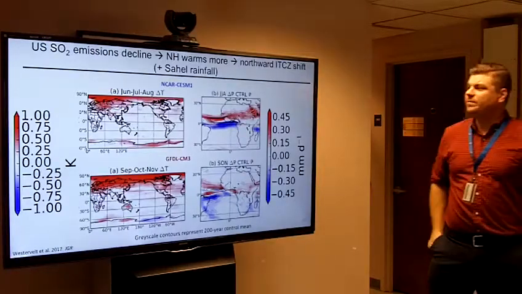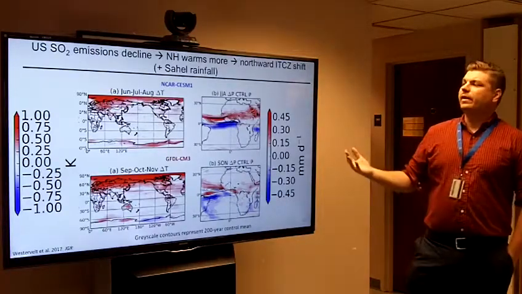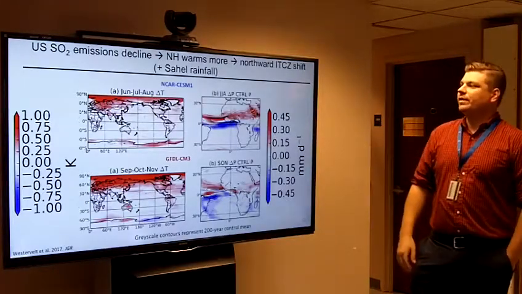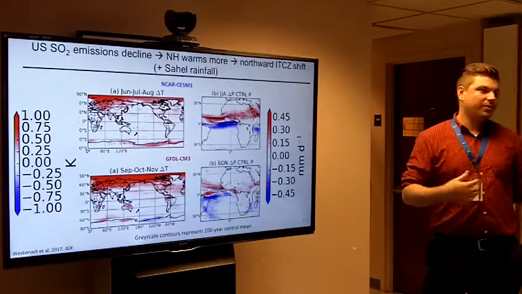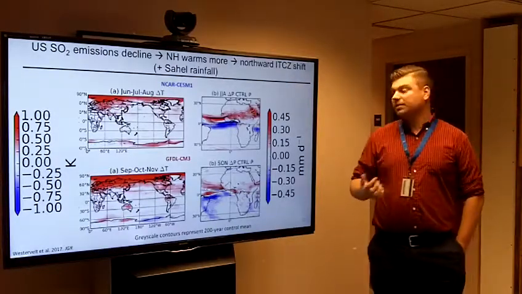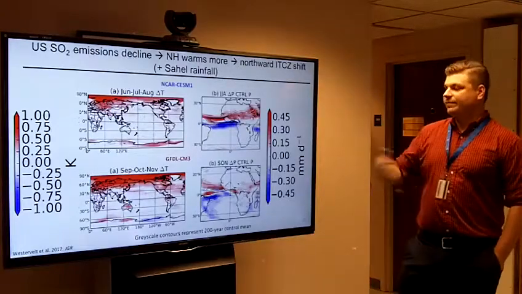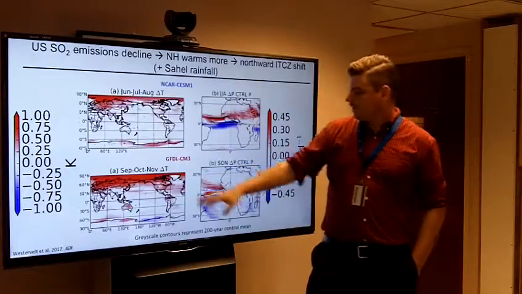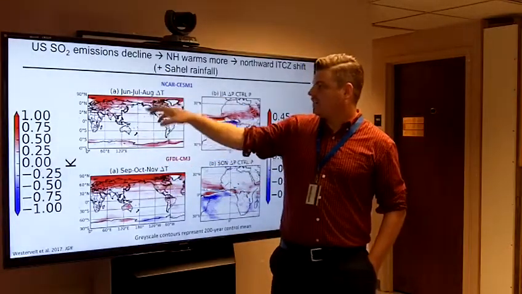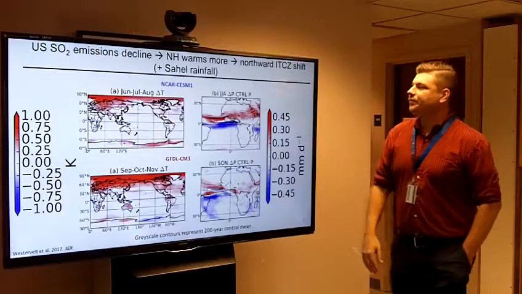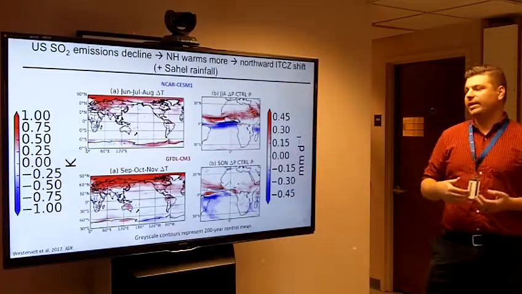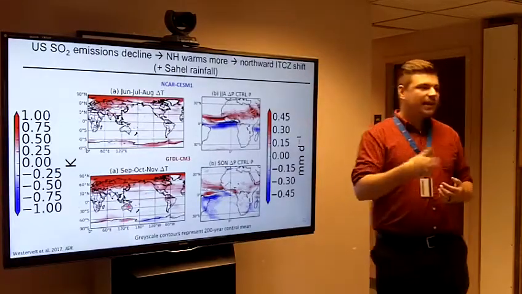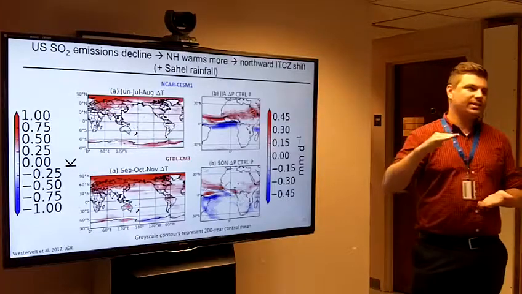And so it's a pretty straightforward explanation. As emissions in the northern hemisphere, for example, in the US, which is what this plot is showing, decline, the northern hemisphere is going to warm more anomalously compared to the southern hemisphere, since that's where the emissions are. And you can see that in the NCAR and the GFDL models here. There's a lot of warming in the Arctic and basically north latitudes there. So this causes an anomalous interhemispheric temperature gradient, which then of course causes an anomalous Hadley cell circulation and acts to shift the ITCZ upwards.